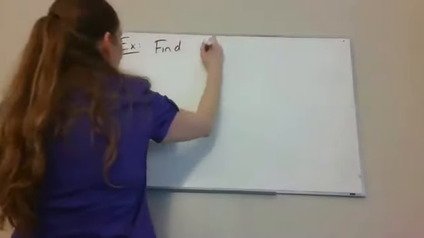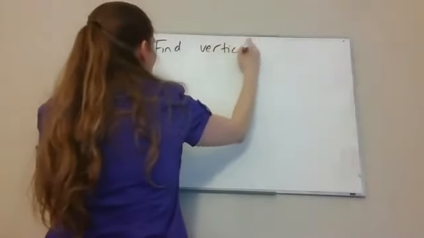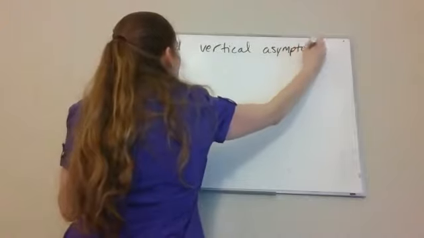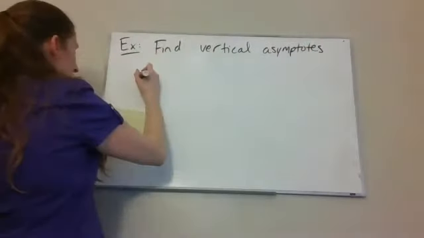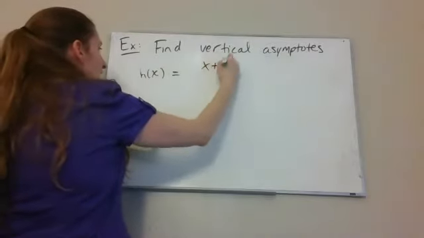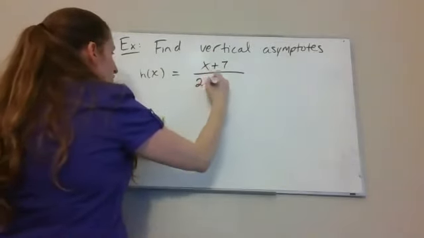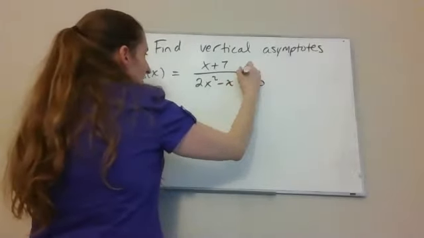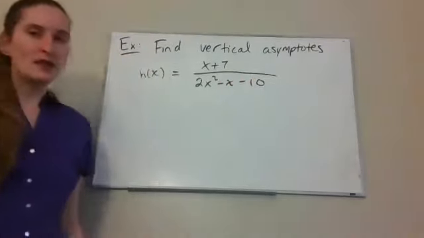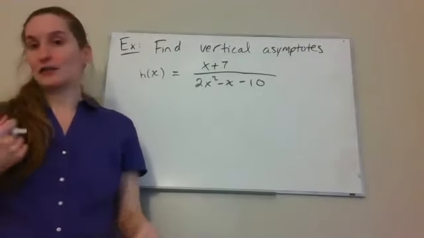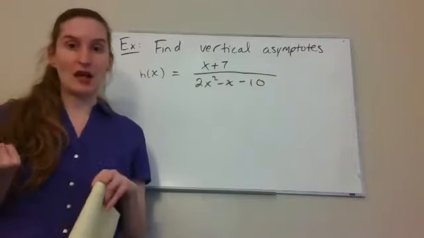Let's find all the vertical asymptotes of the function h of x equals x plus 7 over 2x squared minus x minus 10. So what you need to do to find your vertical asymptotes is factor everything. Factor the numerator and factor the denominator.